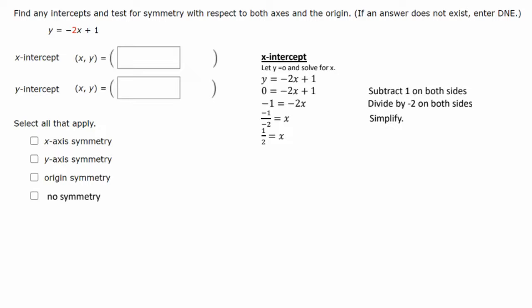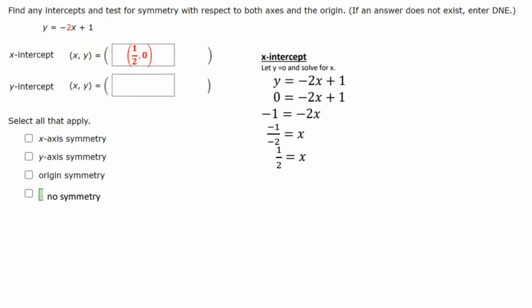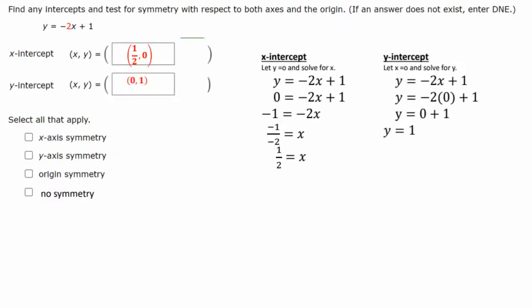And this is the point, right? We have our ordered pair. The x comes first, it's the 1/2, and our y was 0. To find the y-intercept, we set x equal to 0. So we have y equals minus 2 times 0 plus 1. Negative 2 times 0 is 0, and 0 plus 1 is 1. So our ordered pair is (0, 1) for the y-intercept, or in equation format, y equals 1.